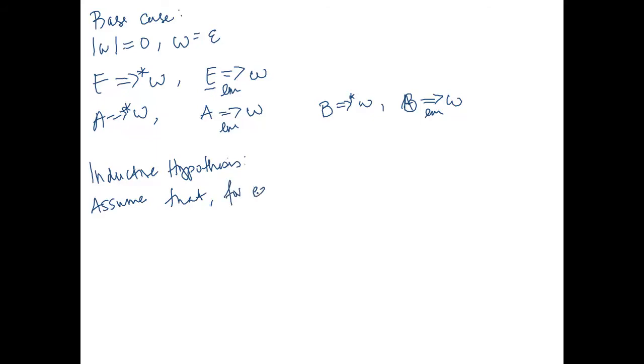for each w, which is an element of sigma star, with the length of w being equal to n, where n is going to be greater than or equal to 0. Remember, our base case handled 0. And now we're going to handle, with our inductive hypothesis, anything from 0 up to n. Okay? We don't know what n is, but we say up to some value n.